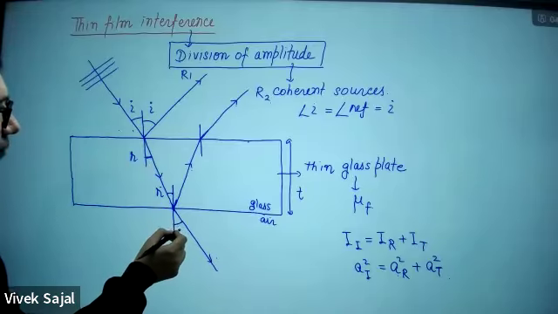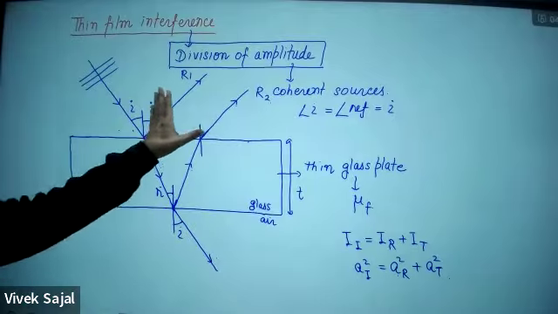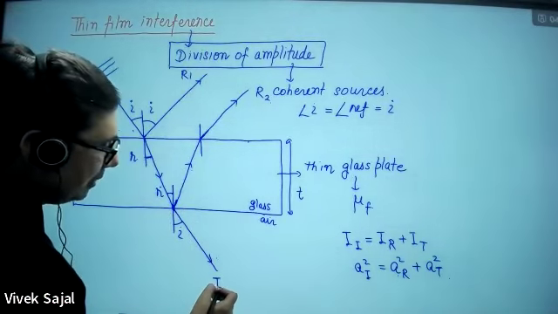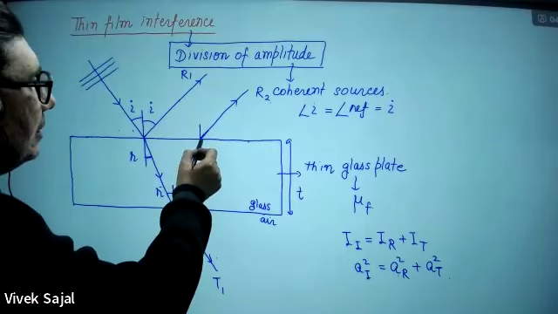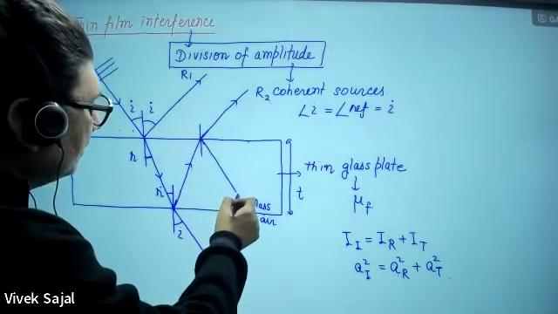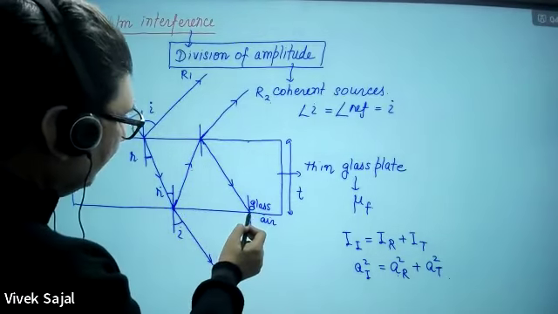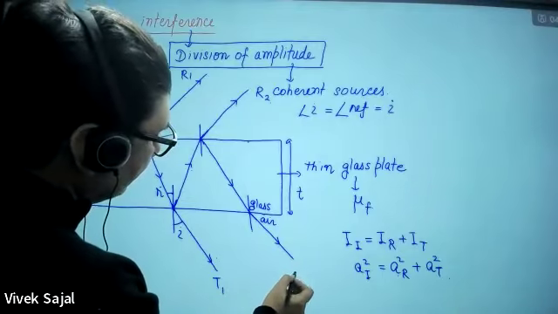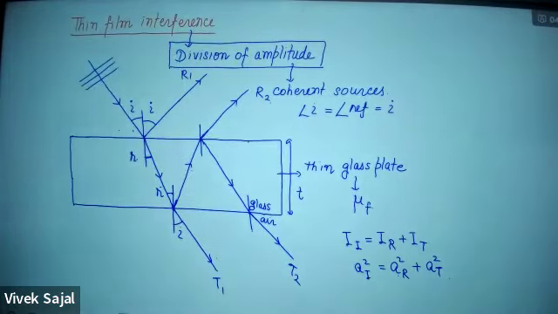If you look at this angle, it is I. This angle will be I. So in this way you are going to get this type of reflected light, and you can call this T1, transmitted light. If you further consider reflection here, then it will be like this, and again after reflection it will be like this. This will be T2.